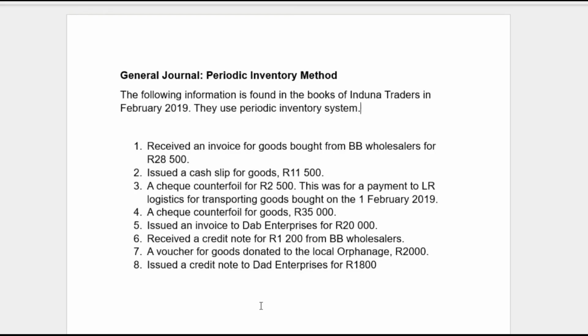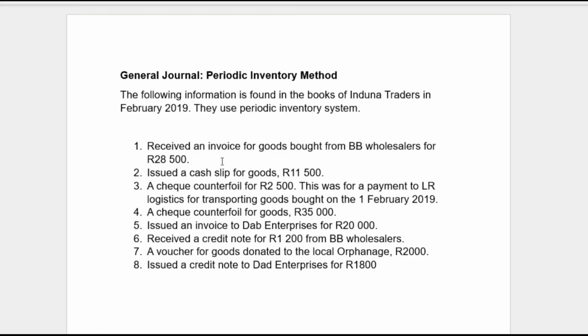Transaction number 1 says received an invoice for goods bought from BB wholesalers for 28,500, right? So here we bought inventory on credit. Remember, an invoice received is a source document that a company receives after buying goods from their supplier, right?